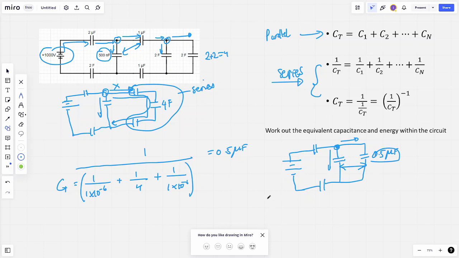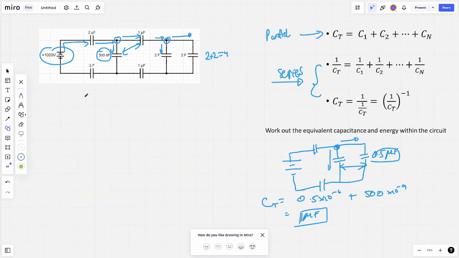So what's the equivalent capacitance? The equivalent capacitance of them is just going to be the summation. So that's going to be 0.5 times 10 to the power of minus 6 plus 500 times 10 to the power of minus 9. And that's going to equal 1 microfarad. So now let's just quickly clear this up. So what I've done is just clear the screen up.